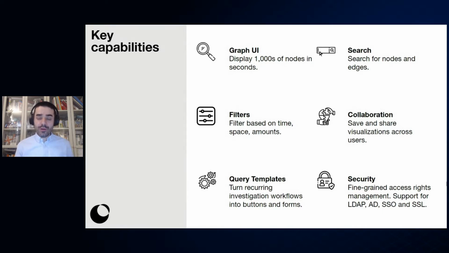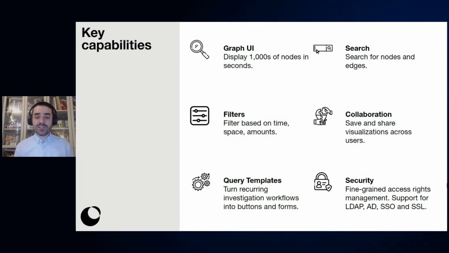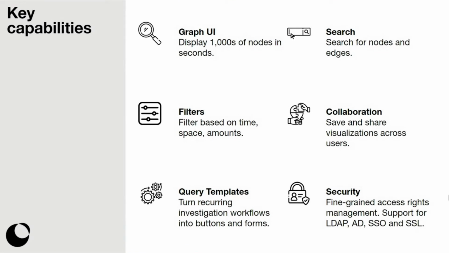First, there's the Graph UI in Linkurious Enterprise, with which it's possible to display, at a given time, thousands of nodes and edges, and to do that in seconds. Then you can also search your graph, search for nodes, search for edges very intuitively. This data that you pull out of Azure Cosmos DB, you can also slice and dice it. You can filter the data based on time, based on space, based on quantitative properties, and more.